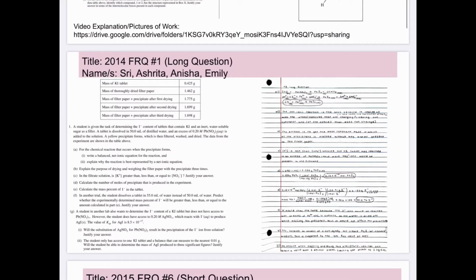So for a long free response question, we were given the mass of the potassium iodide, the mass of the thoroughly dried filter paper, the mass of the filter paper plus the precipitate after the first drying, second drying, and the third drying. We were also given the amount of water and the excess amount of potassium nitrate.